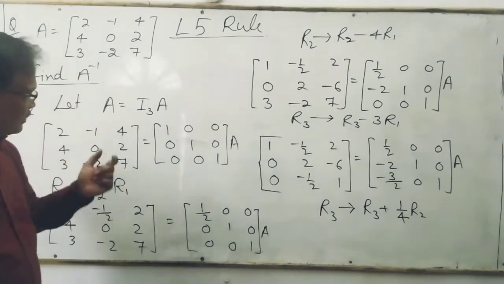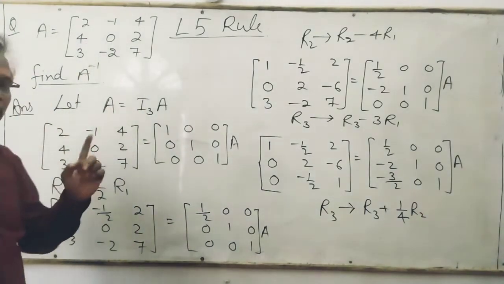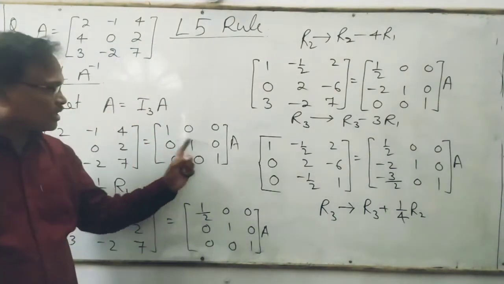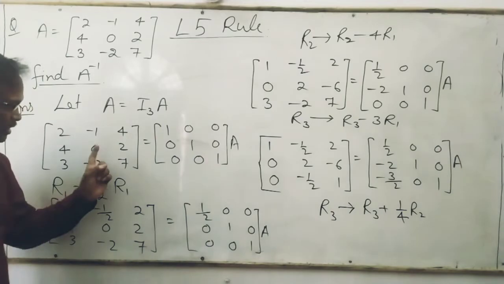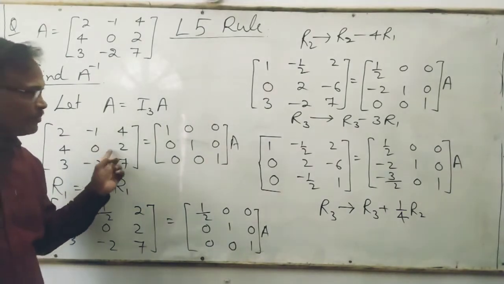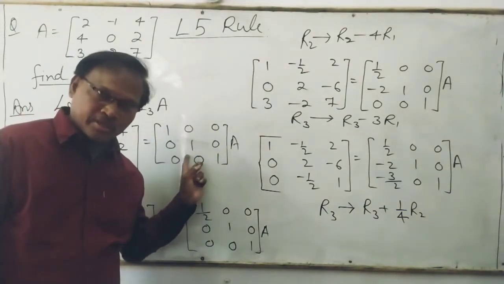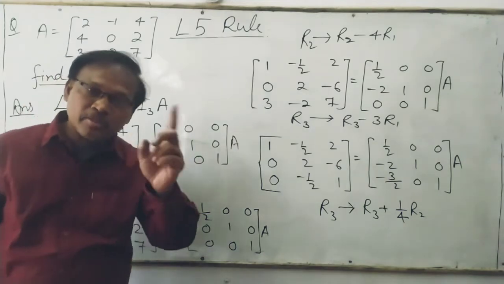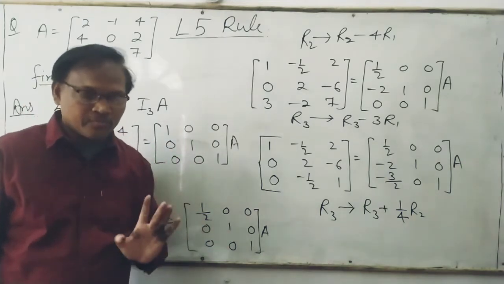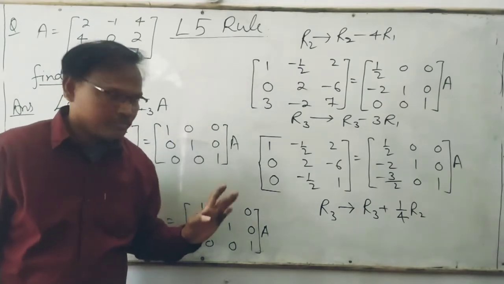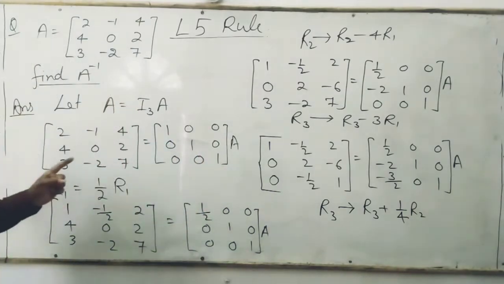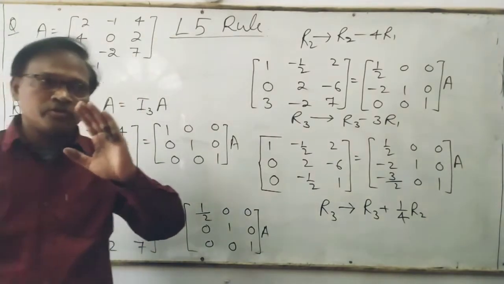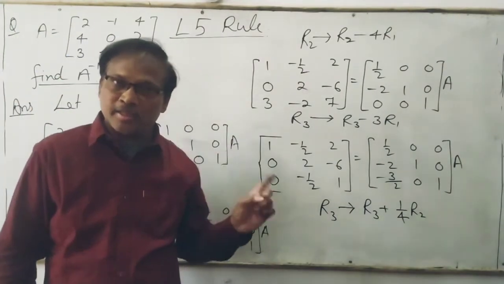You change this matrix into the unit matrix in the end, and when we change it into the unit matrix, the other one will also change simultaneously. So it will change into some other matrix. That will be the answer, meaning the inverse of the matrix A. I will tell you first of all how to change. That is the L5 rule. If you see the first video, then you can understand easily.